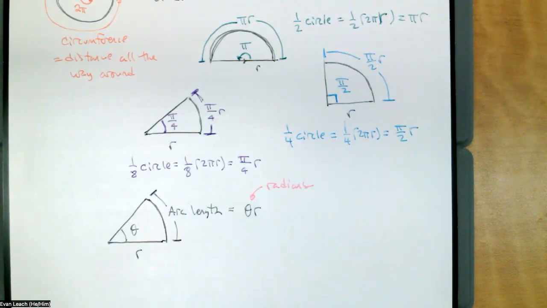So the arc length is the angle in radians multiplied by the radius. It's the same thing that we do for the circumference. But for the circumference, the angle is always all the way around. So that's why it's 2 pi. That's the angle in radians going all the way around.